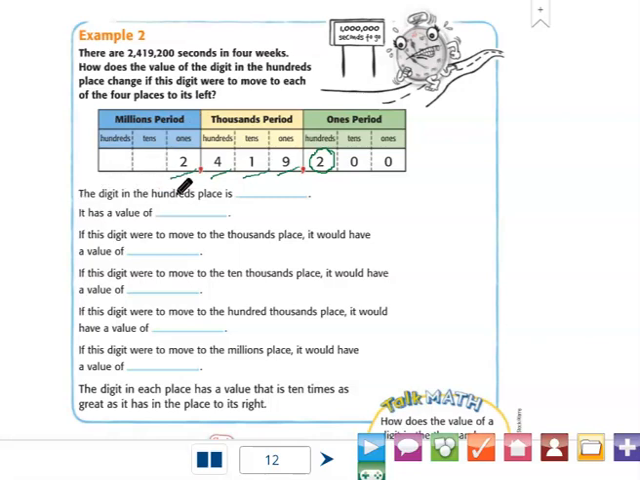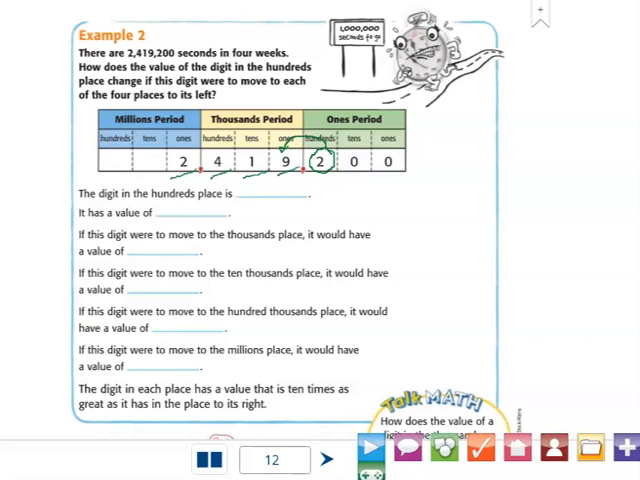The digit in the hundredths place is, what digit is that? That's this thing right here. It has a value of, and remember if you forget how to find the value, you can go back and look at example number 1. There's 2 options, and either one of those would be acceptable. Now, if this were to move, and this is what this question is asking, if this digit were to move to the thousandths place, so if we were to take this and put it here in the 1,000th place, what would its new value be?